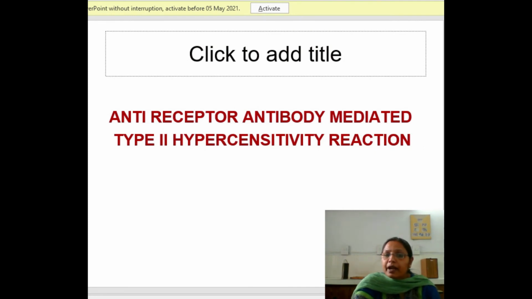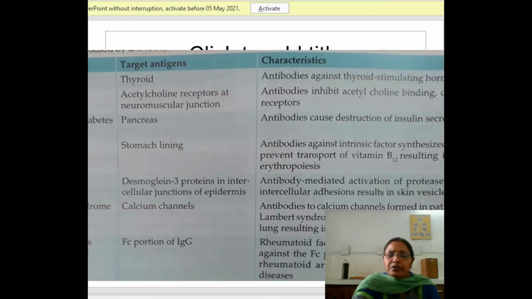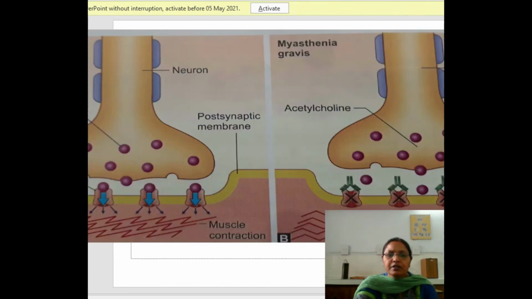Third is the anti-receptor antibody mediated type 2 hypersensitivity reaction. This is seen in different diseases like Graves' disease, myasthenia gravis, insulin-dependent diabetes mellitus, pernicious anemia, pemphigus vulgaris, Eaton-Lambert syndrome, and rheumatoid arthritis. So one prototype is myasthenia gravis.